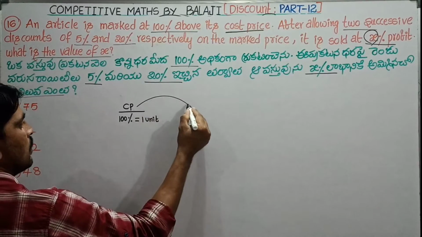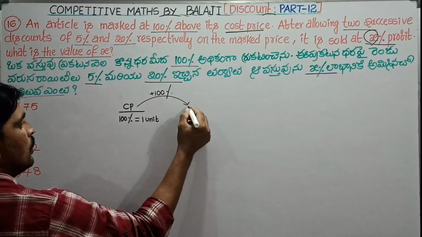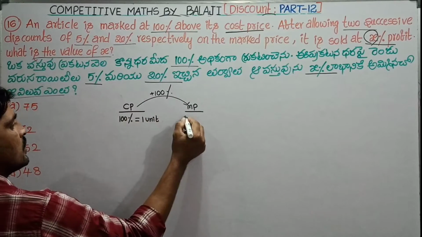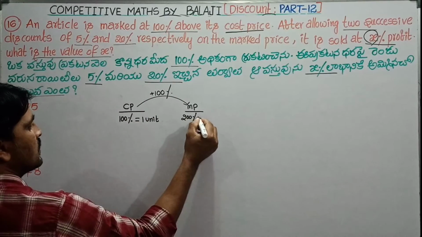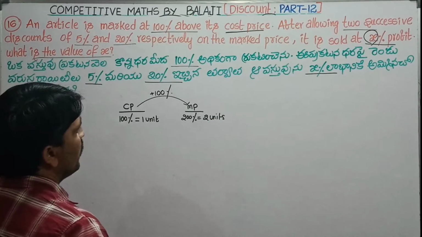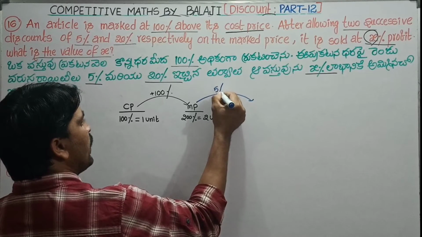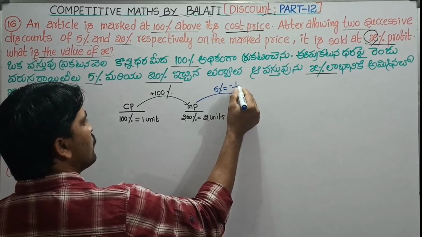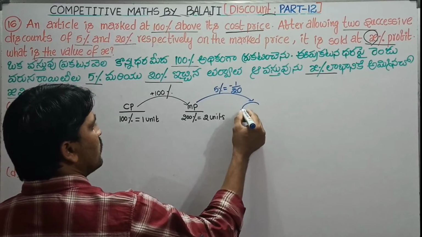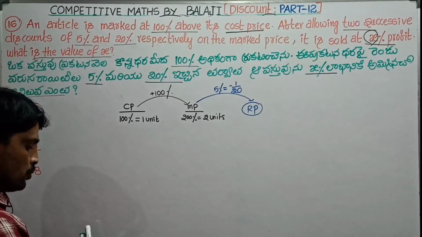And it is marked 100% above the cost price 100. So market price is 100% above the 100%, that is 200% is market price, that is 2 units. Now he allowed 5% discount. Fraction value is 1 by 20. Since it is discount, we use minus. So this is the reduced price.